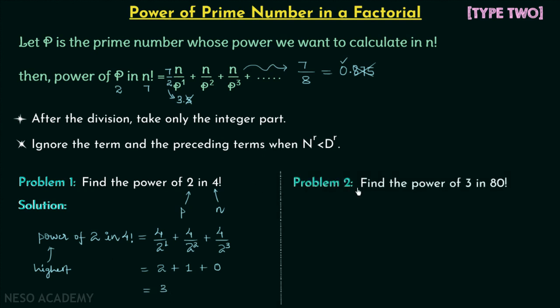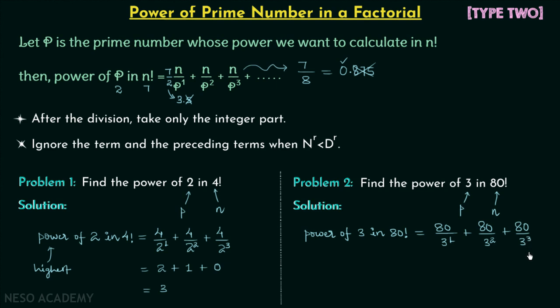Now moving on to our problem number 2, we need to find the highest power of 3 in 80 factorial. So in this case, our prime number is 3 and number n is equal to 80. We will find out the highest power of prime number 3 in 80 factorial. This will be equal to 80 divided by 3 power 1. You can keep checking the formula, how we are following it. Then we will have 80 divided by 3 power 2. 3 power 2 is equal to 9, less than 80, plus 80 divided by 3 power 3.